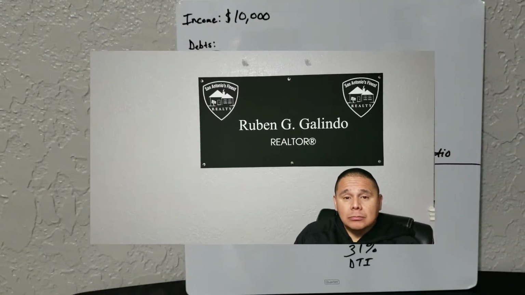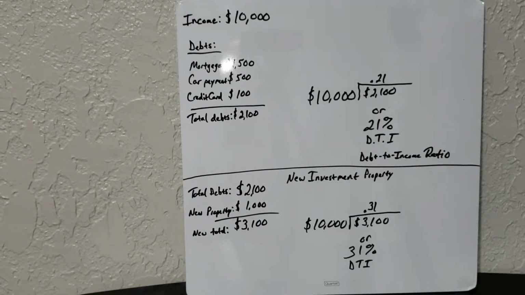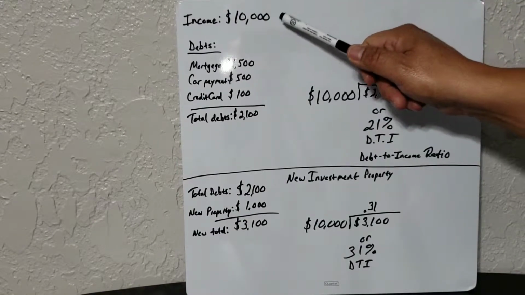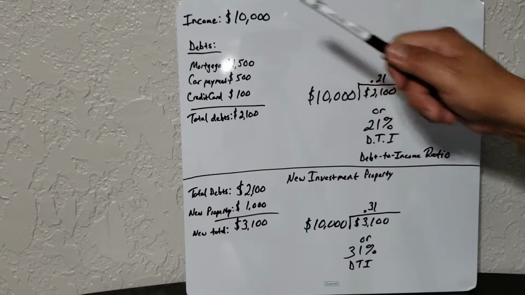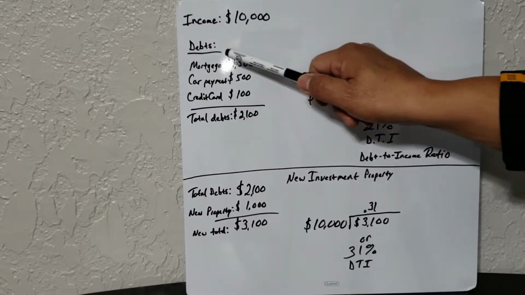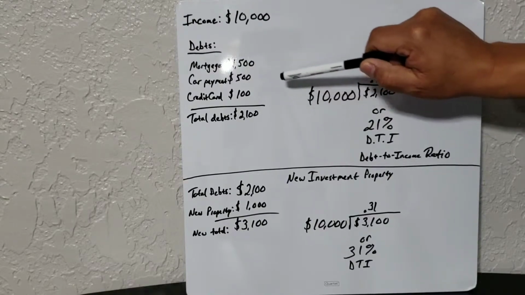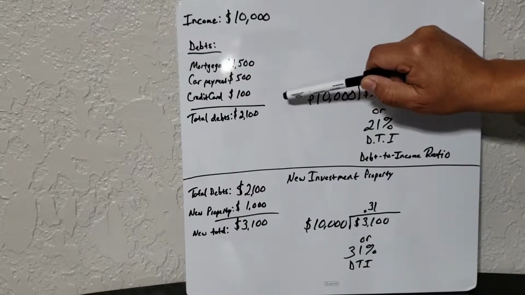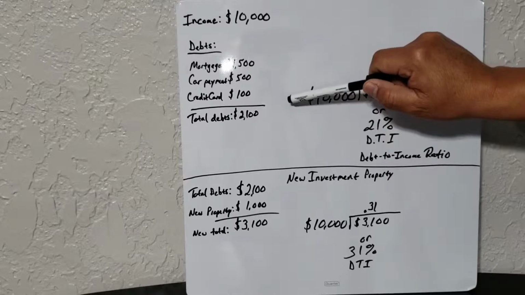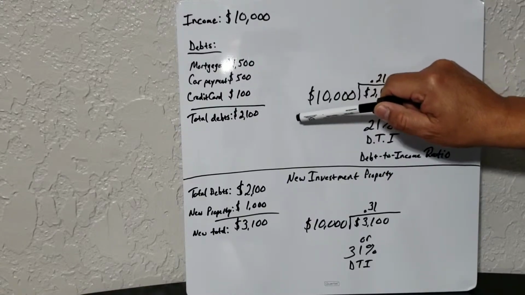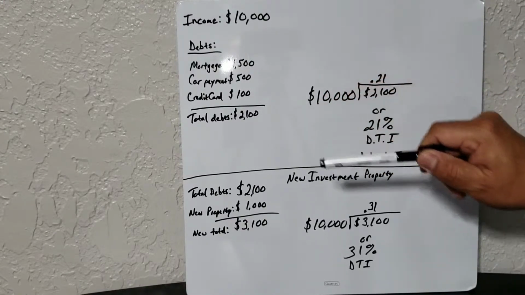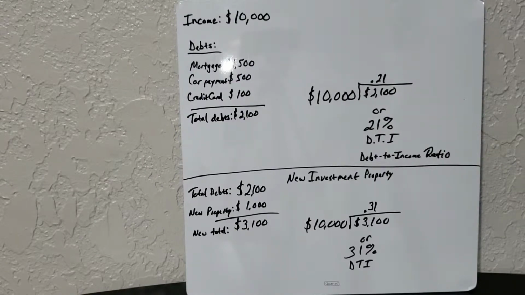Here's an example. Let's start with a total income of $10,000. Here I have the debts listed. We have a $1,500 mortgage, a $500 car payment, and a $100 credit card. You total those debts together, and your total debts equal $2,100.